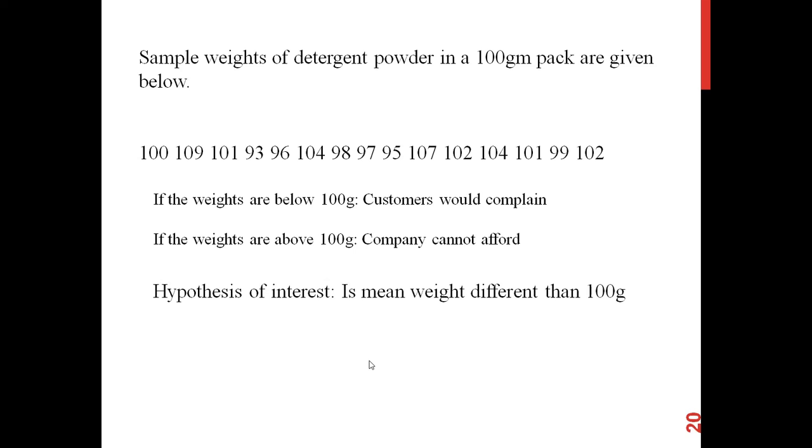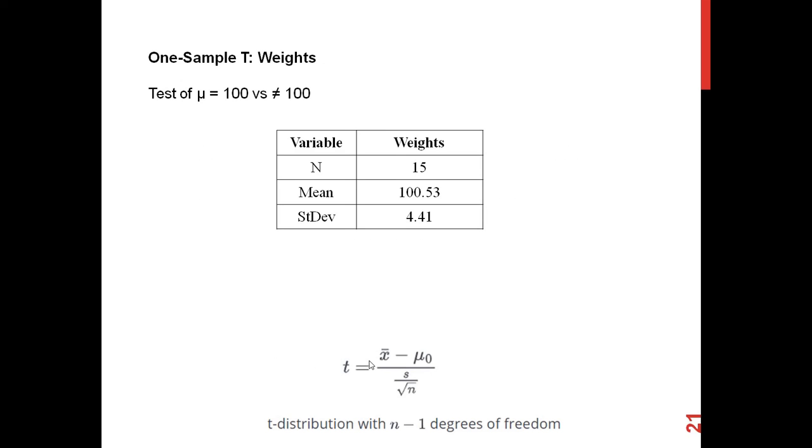So the hypothesis of interest is to check, is the mean weight different than 100 gram? We are not worried about more or less. We just check whether it is different than 100 gram. So my null hypothesis is mean weight is equal to 100, and the alternative hypothesis is mean weight is different than 100. We have 15 observations. The sample mean turns out to be 100.53, so it is almost close to 100. Standard deviation turns out to be 4.41.